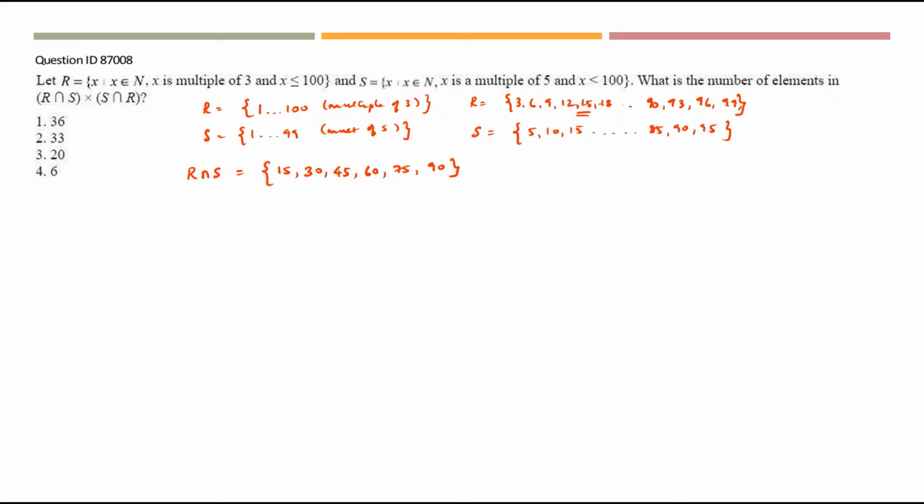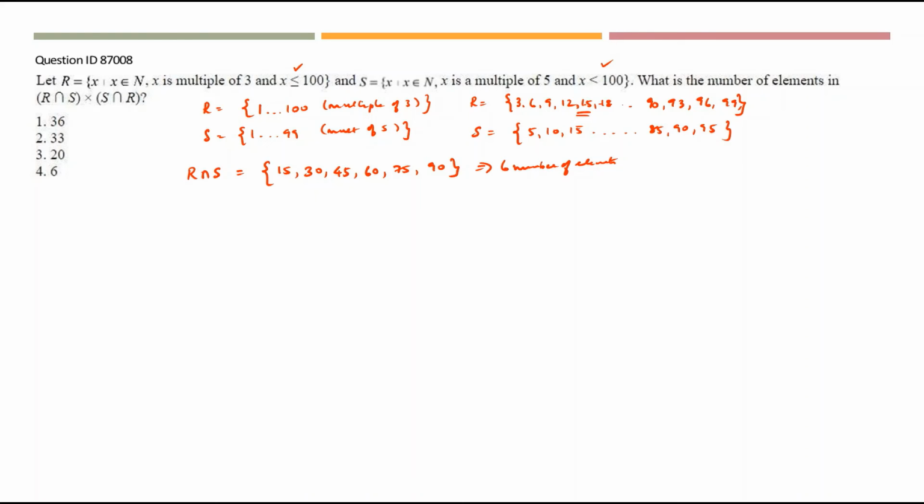We cannot go more than this because the next number will be 105. The limit here is 100 and here it is 99. So we are stopping with 90. How many numbers do we have? We have 6 elements. This is for R intersection S.